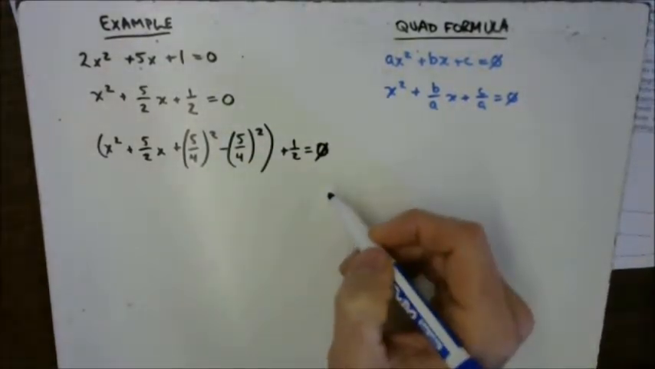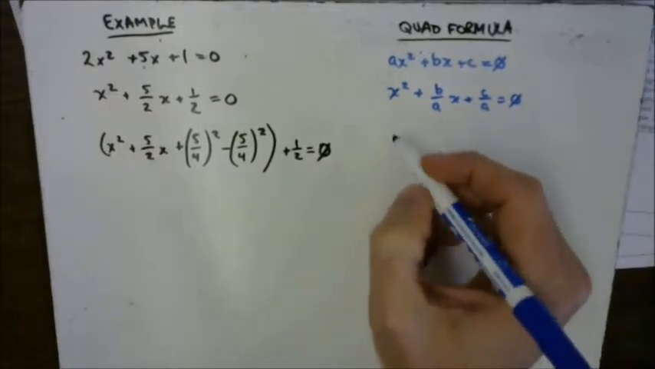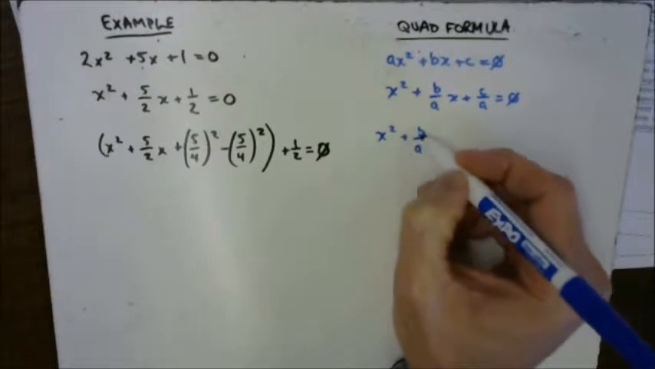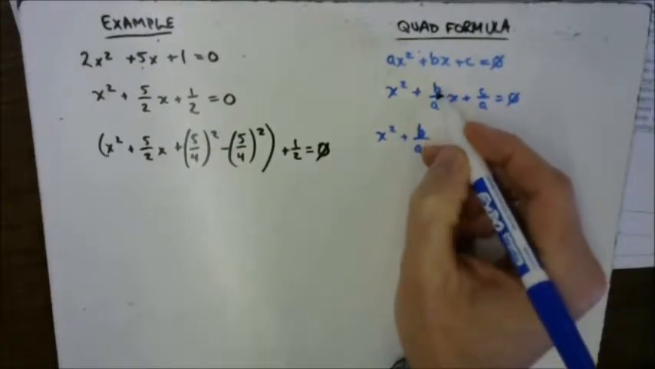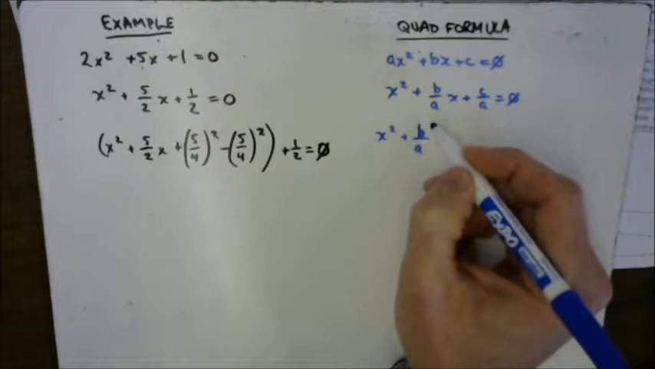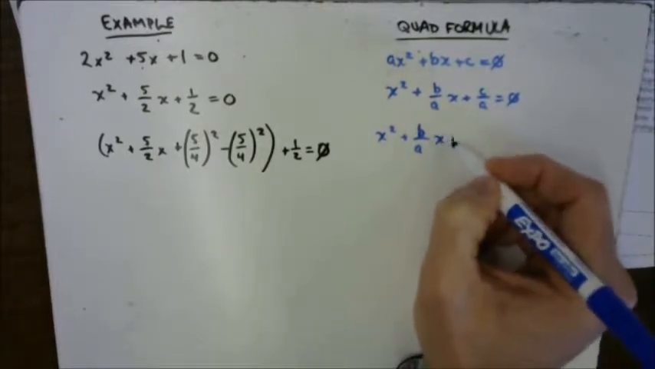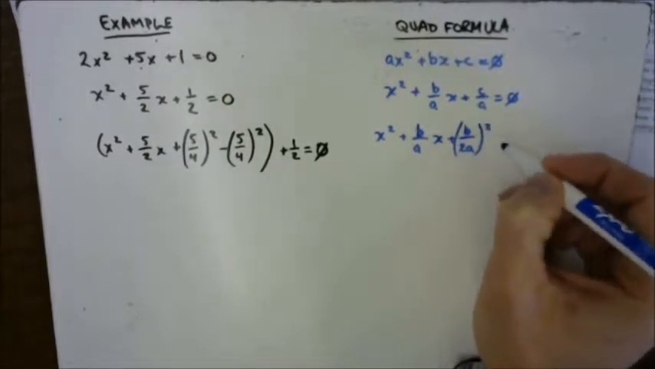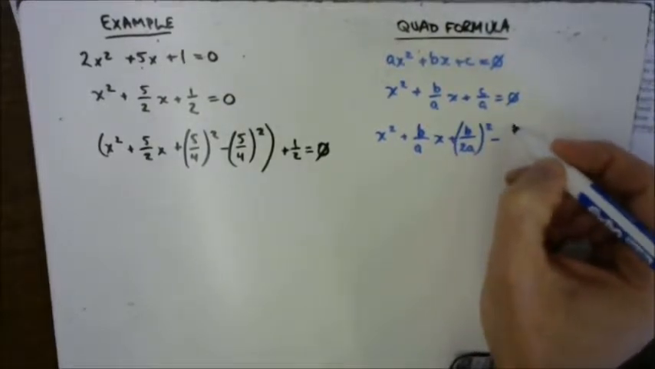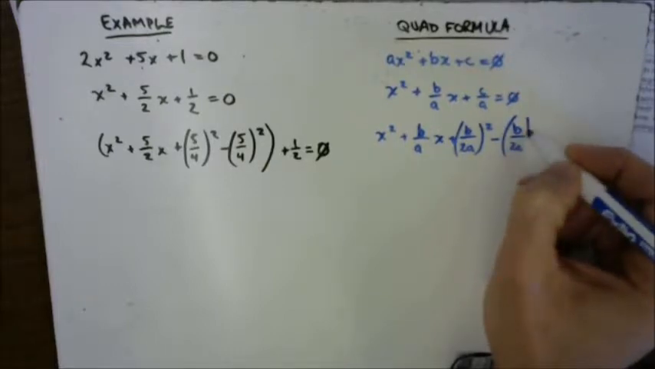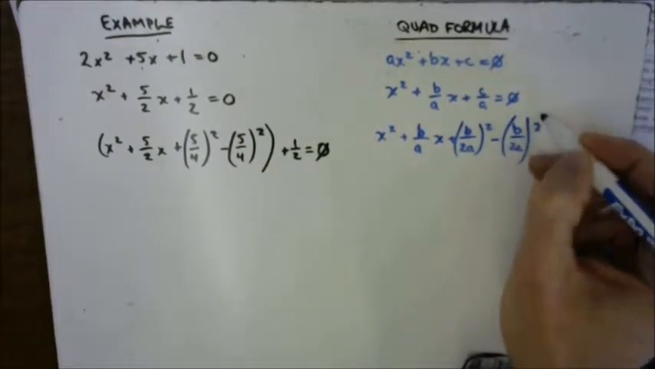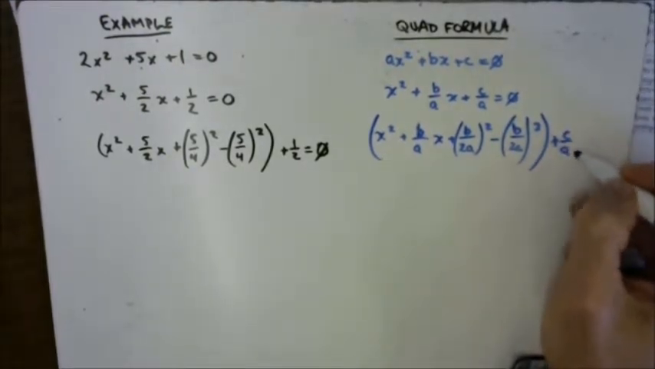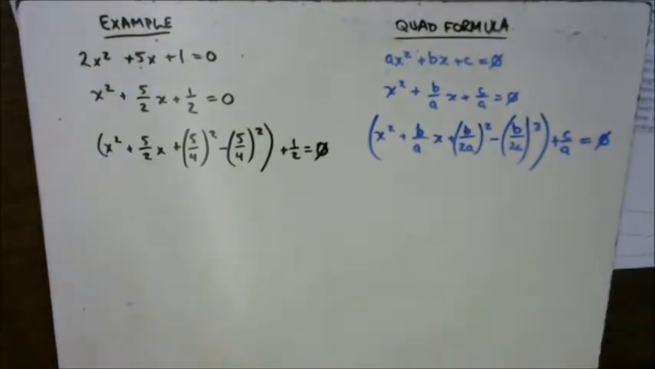On this side, in the general case, if we're completing the square, we need to find out what half of b over a is. Well, that's just dividing it. b is divided by a, then we're going to divide b by 2, which is the same as dividing b by 2 over a. We're going to square that. If we add it, we need to subtract it. And on the outside of our brackets, we still have plus c over a equals 0.